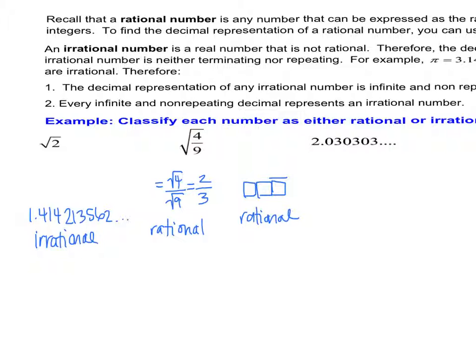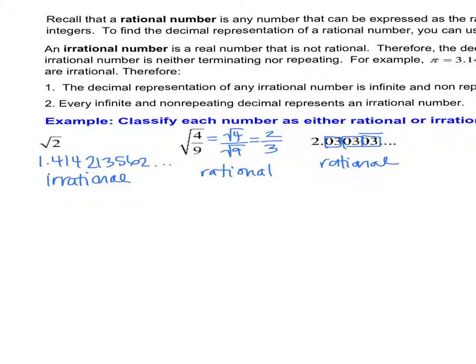However, if the decimal does not repeat, so 0.3, 0.003, 0.003, that has a pattern, but it's not a repeating pattern. You're not getting the same thing over and over like you do in the previous example. So this is going to be an irrational number. Sorry, my screen's being funny. I'll write it over here. Irrational, abbreviating.